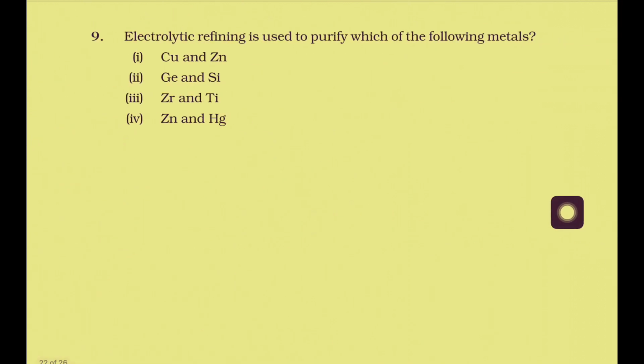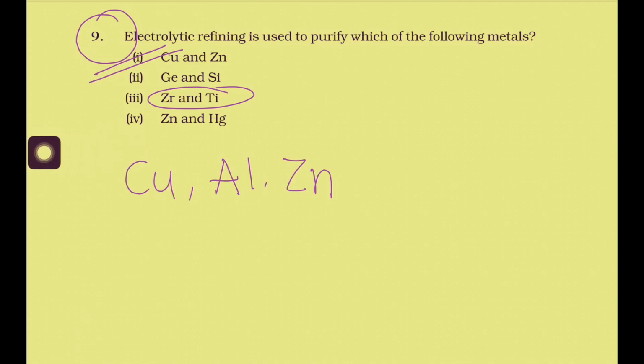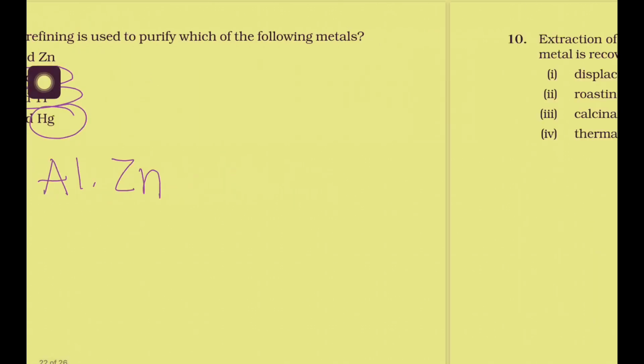Coming to the next. Electrolytic refining is used to purify which of the metals? Basically, electrolytic refining is used to purify metals like copper, aluminium and zinc. So the correct answer is A. For zirconium and titanium we have different methods, the Van Arkel process. For mercury we have distillation. For silicon and germanium we have zone refining. So the correct answer will be copper and zinc.